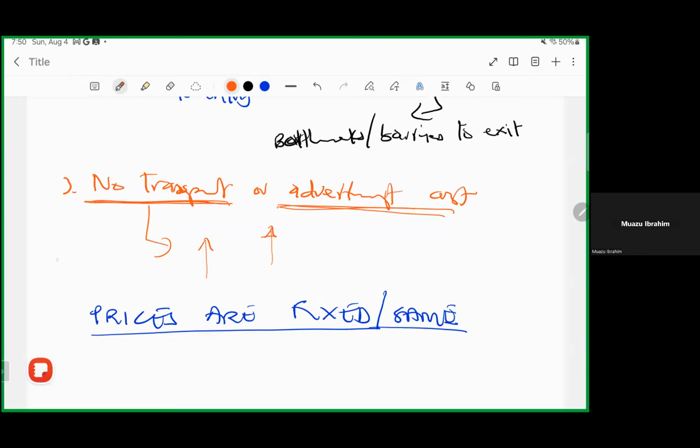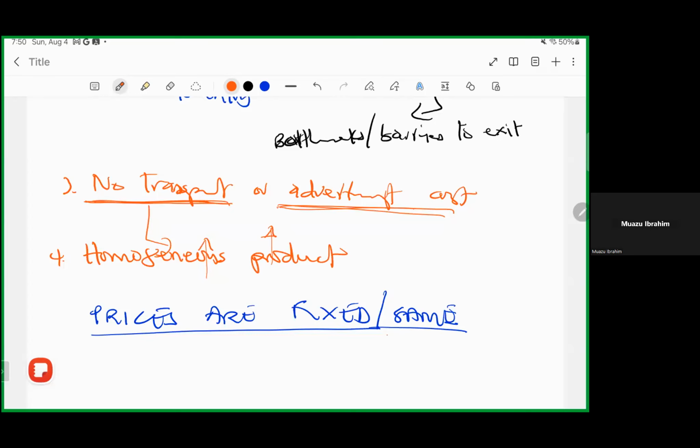And another thing that we are also looking at is homogeneous products. Homogeneous product, which means that you all sell the same product. If you are selling mobile phones, it's the same mobile phone, the same brand, everything is the same. No one is selling counterfeit. So because of the homogeneity in the products, and because of the absence of transport costs and advertisement costs, coupled with free entry and free exit in the presence of many buyers and sellers, prices are fixed, and all prices are the same.